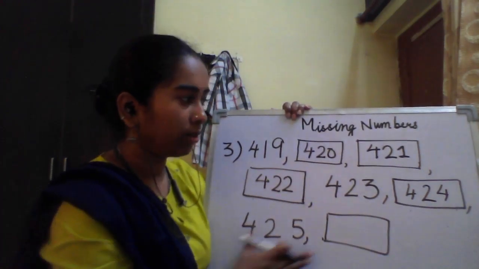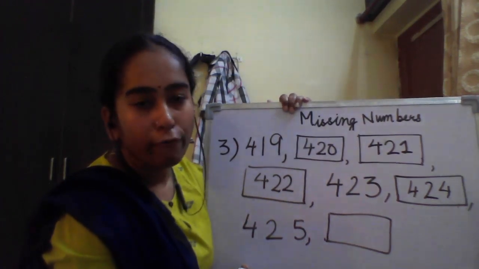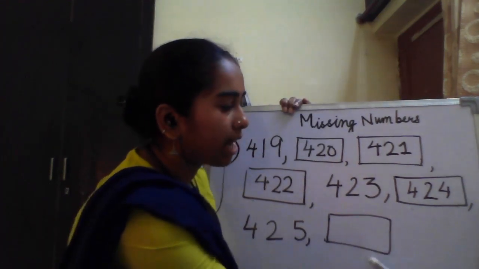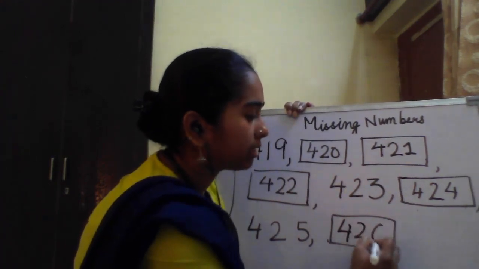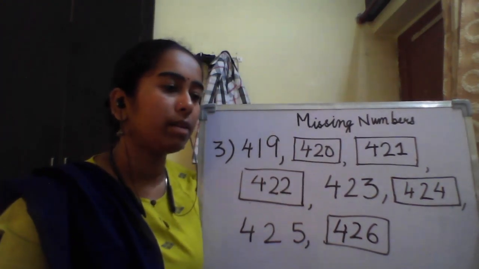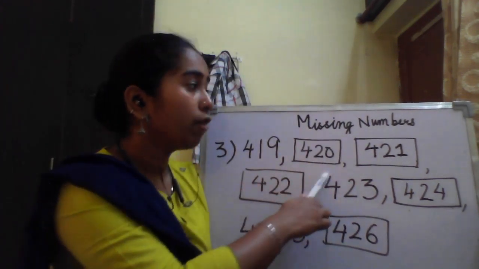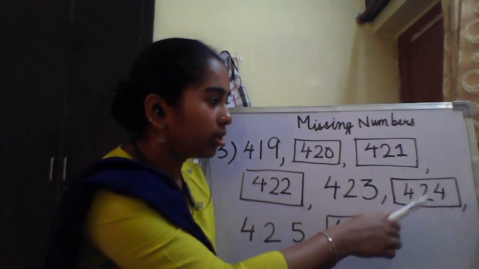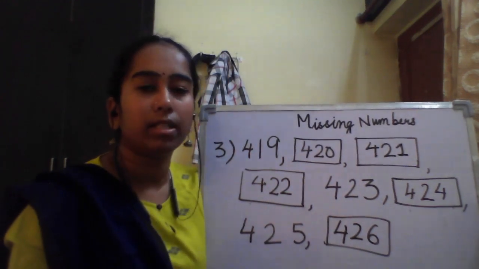Next, what comes after 424? There comes 425. What comes after 425? A box is given to us. We will write our number in the box. After 425, it is 426. So we have filled the missing numbers in our boxes. So 419, 420, 421, 422, 423, 424, 425, 426. We have completed our series.